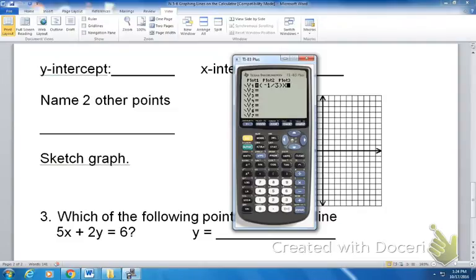Now let's look at the graph. We already know what the y-intercept is, but let's just check. 0, 3 is what we thought, and that's what it is. Let's shift over to the x-intercept. It's way over here on the right, where it crosses the x-axis.